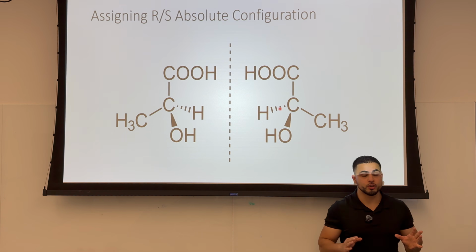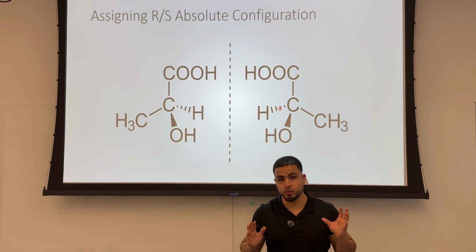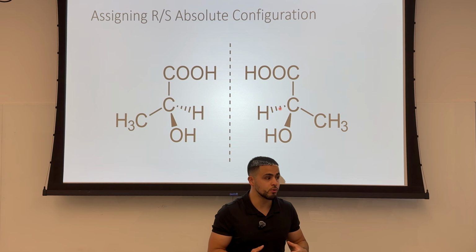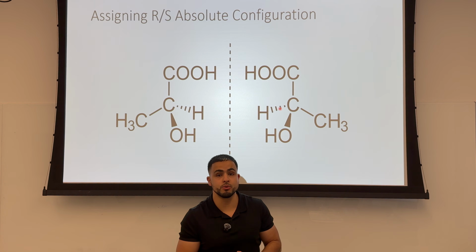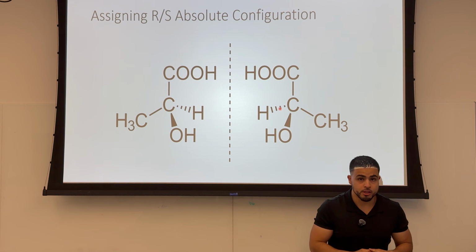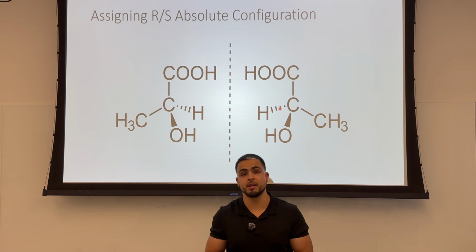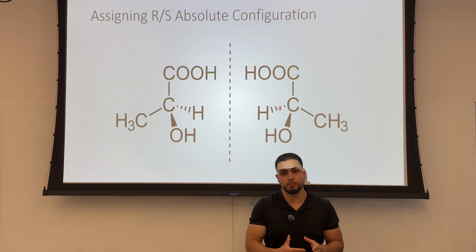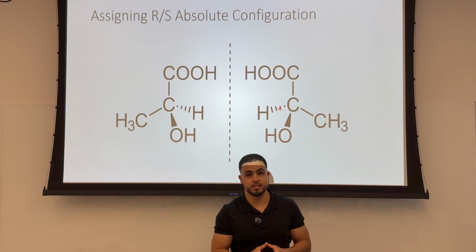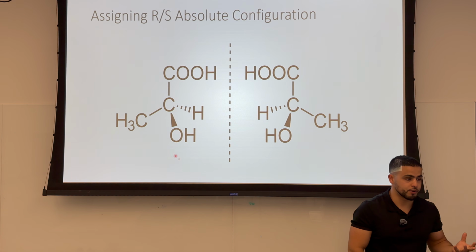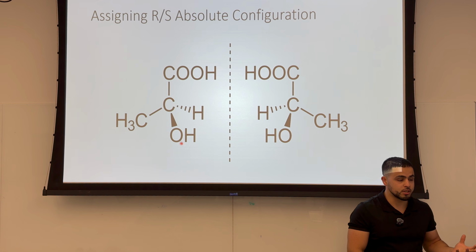All right, so now let's move on to assigning R/S absolute configurations. In order to assign configuration to a molecule, you need to first assign priority to the groups that are attached to your chiral center. The way you assign priority is you determine which atom has the highest atomic number, and that will be the highest priority, and then the next highest atomic number, and so on and so forth. So if you look at the structure of lactic acid once again, this carbon atom is attached to an oxygen atom, hydrogen, and two carbons. So the highest priority is going to be oxygen.